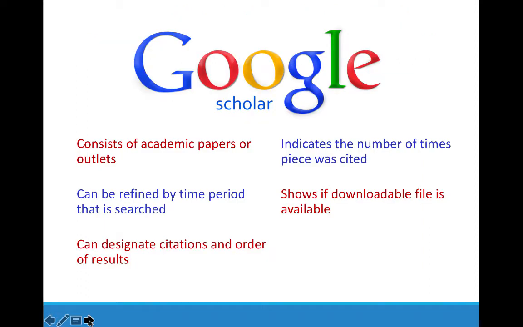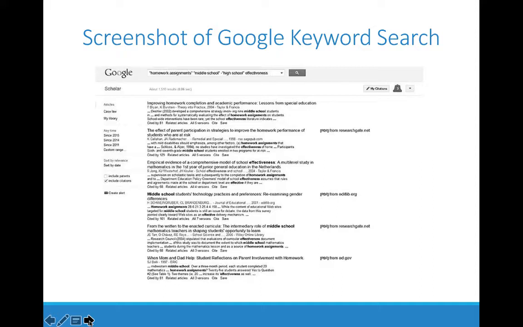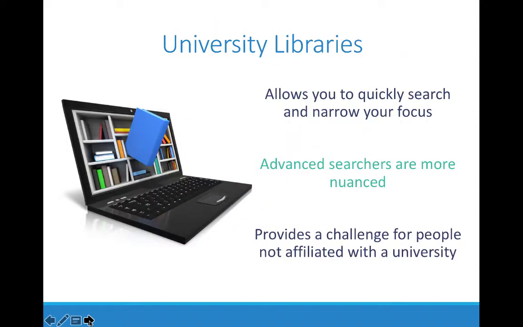We all use Google Scholar. That's an excellent site. It gives us academic papers. We can put in time period, our citations. It tells us how many times something has been cited, whether or not it's really a strong research study that's used and cited by a lot of people, and whether or not we can download that research. So here's an example of a screenshot of a Google search.